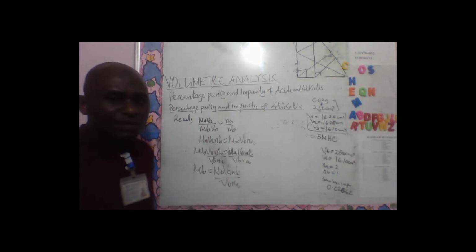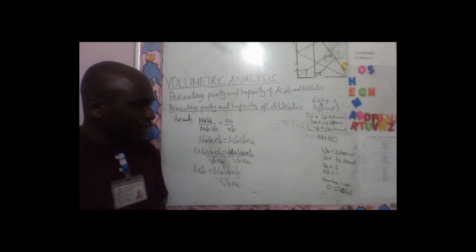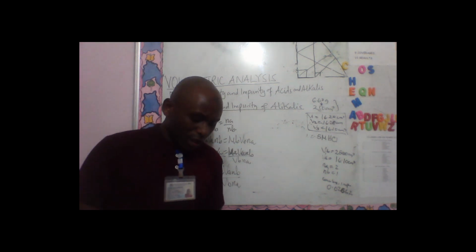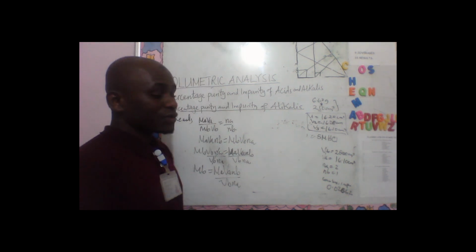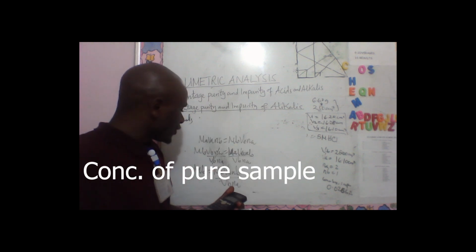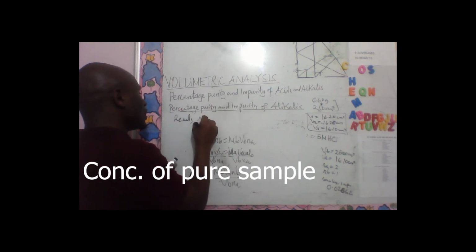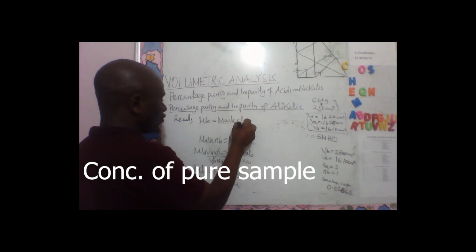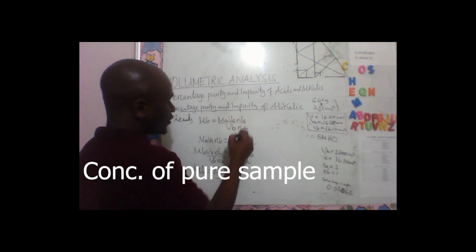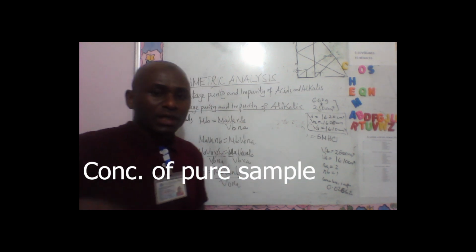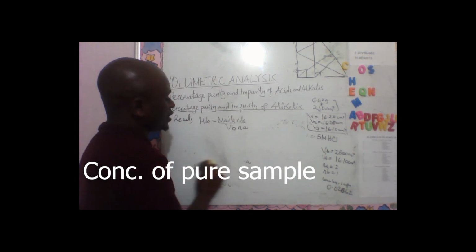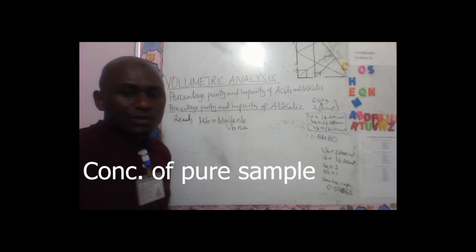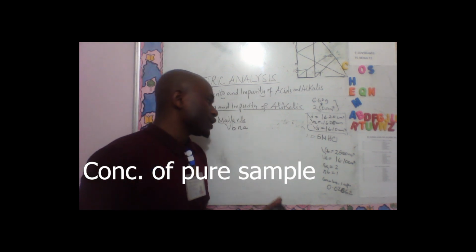After remaining with this, you can utilize it to find out the next procedure. So here we remain with the molarity of base equal to molarity of acid, volume of acid, number of base over volume of base, number of acid. After knowing that, let us proceed with our calculation.